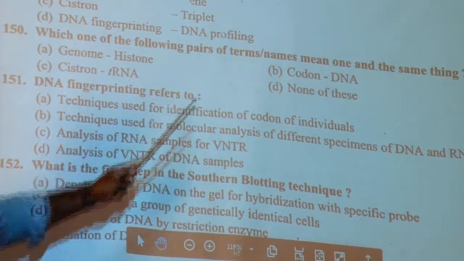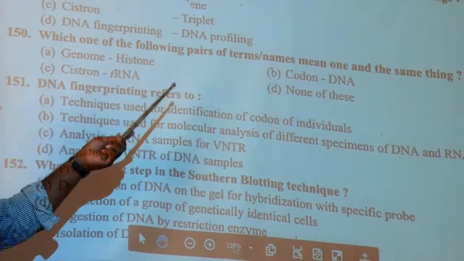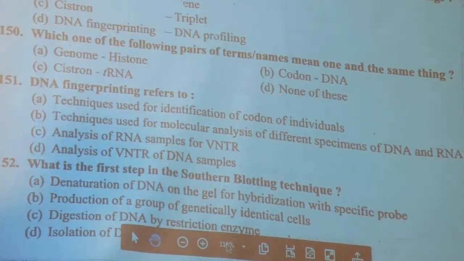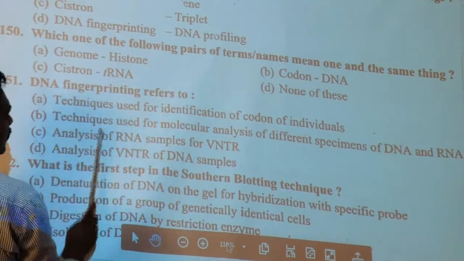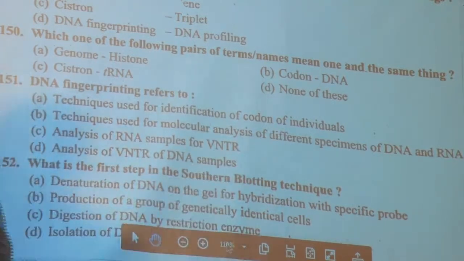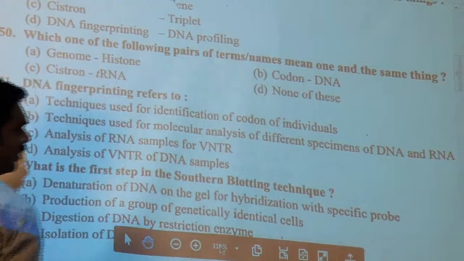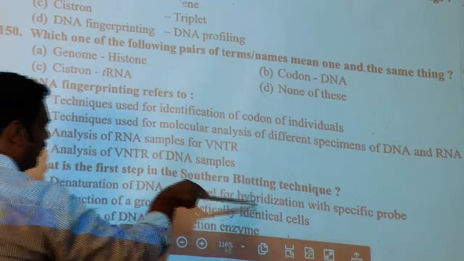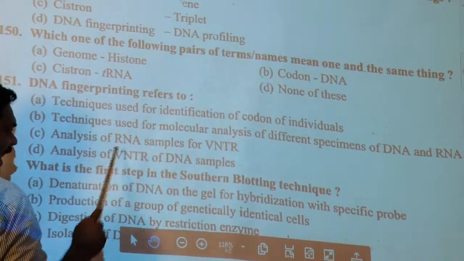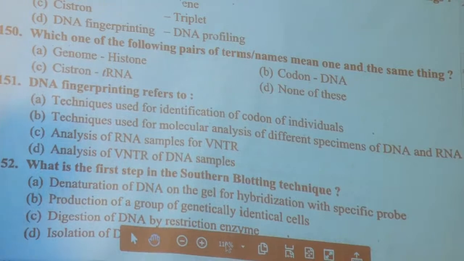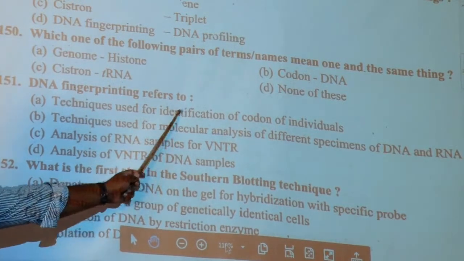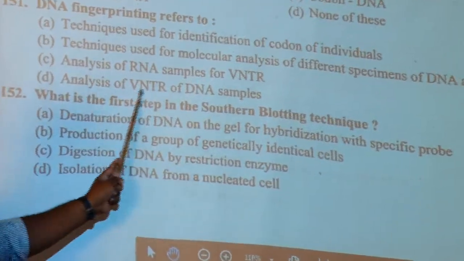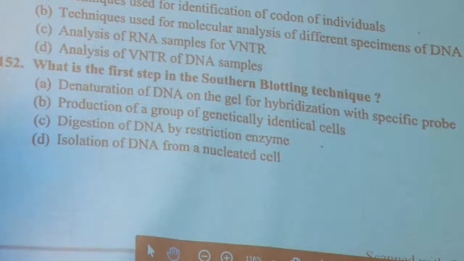DNA fingerprinting refers to, there also there was DNA fingerprinting. Here also one more, but see the difference in the sentences. DNA fingerprinting refers to techniques used for identification of codons. You are using it to identify codons of an individual. Used for molecular analysis of different specimens of DNA and RNA. Analysis of RNA. Analysis of VNTR of DNA samples. First is not correct. I'll go with the fourth. Identification of codons, no. Analysis of VNTR of DNA samples. Now he has asked a good question.